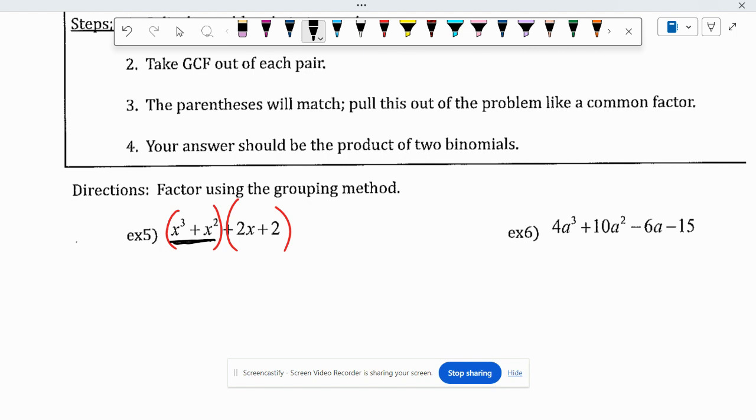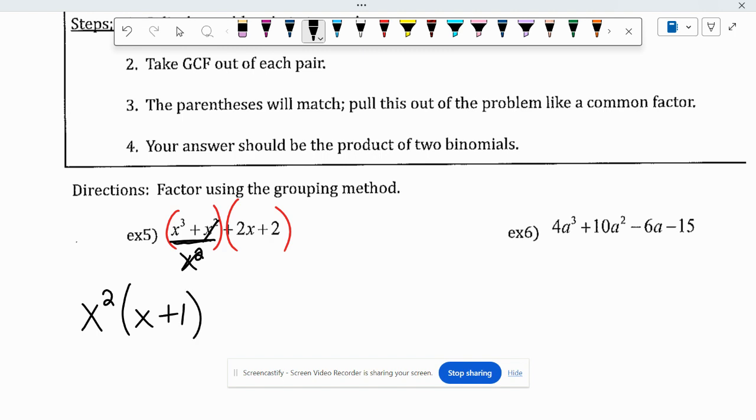And I see that I can divide them both by x squared. So I'm going to take an x squared out of my first grouping. Well, when I divide that first grouping by x squared, x cubed divided by x squared is x, and x squared divided by x squared is a positive 1.